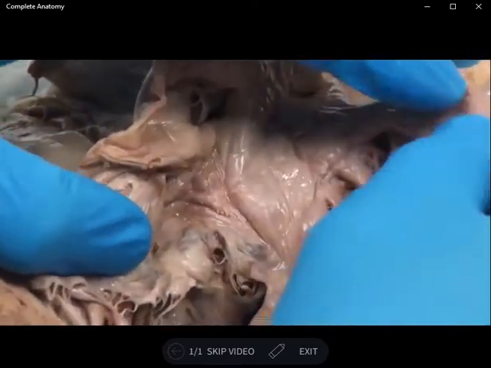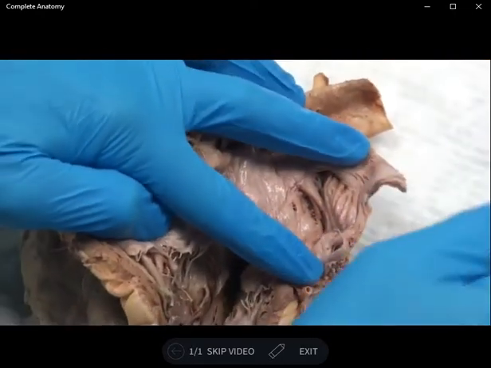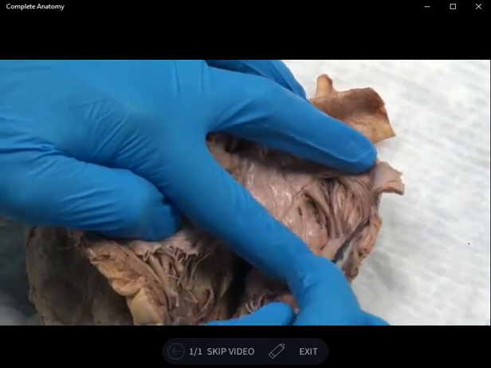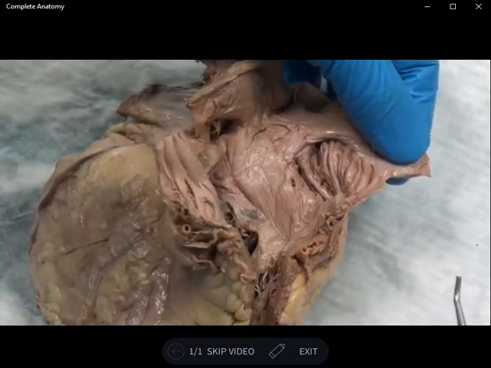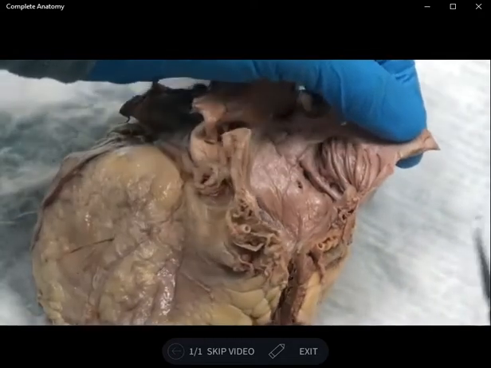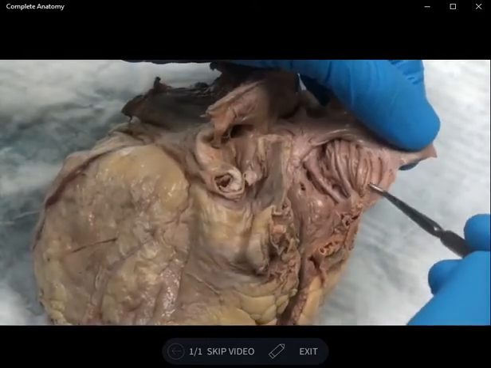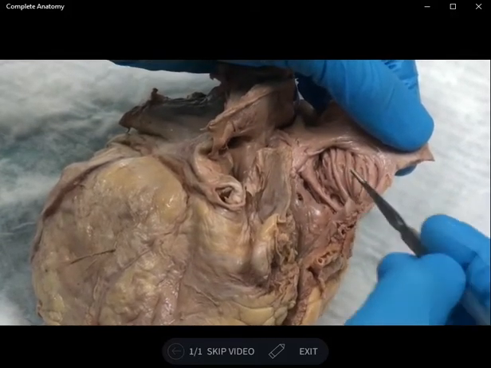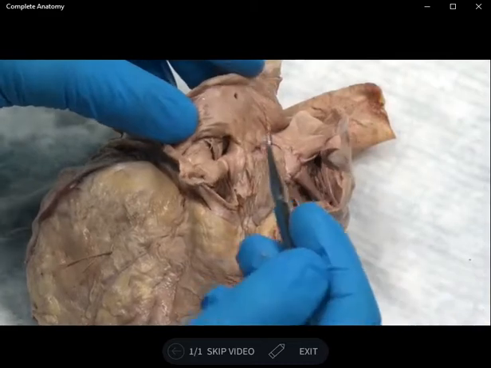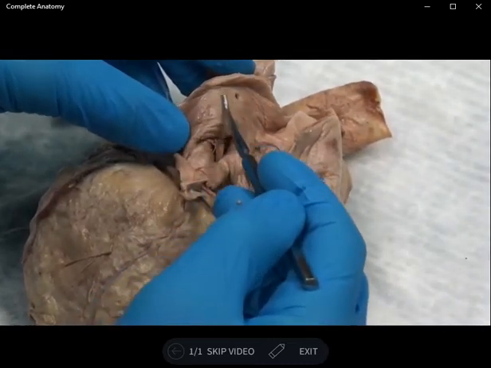Returning to the right atrium, we see the pectinate muscles here. We also are able to visualize the crista terminalis here. This is a muscular ridge that separates the pectinate muscles from the smoother part of the right atrium seen here.